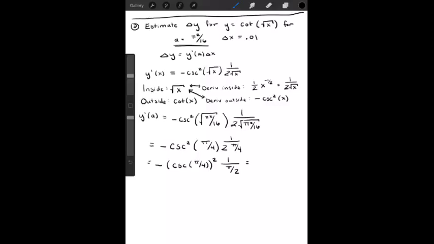I think we've reached the point where I can start using this space over here. Cosecant of pi over 4 is, if I did my work ahead of time right, because I don't remember that off the top of my head. That's what having notes is for.